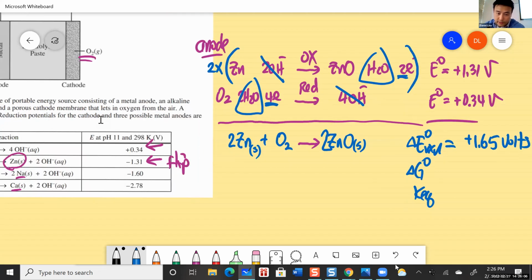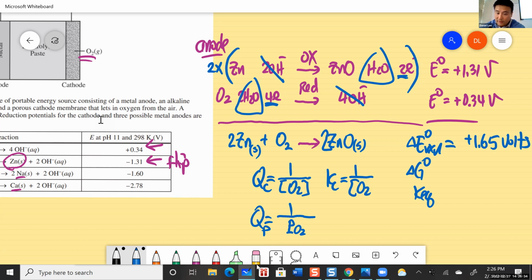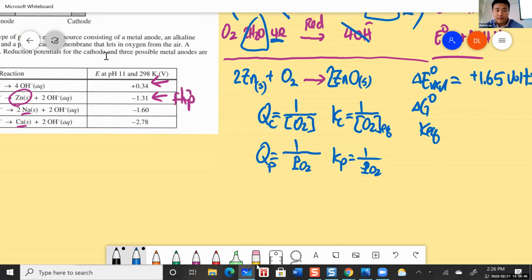If I write Q, how do I write the expression for Q? You see there's a bunch of solids. Oxygen is not a solid, so it'll be 1 over the concentration of oxygen. Do you agree? And if I want to use pressure, then Q will be 1 over the partial pressure of O2. So it depends, you want Qc or Qp. Same thing with Kc and Kp. Kc is 1 over the concentration of oxygen at equilibrium, and Kp is 1 over the pressure of oxygen at equilibrium. So it depends what you want. You can use concentration or pressure.